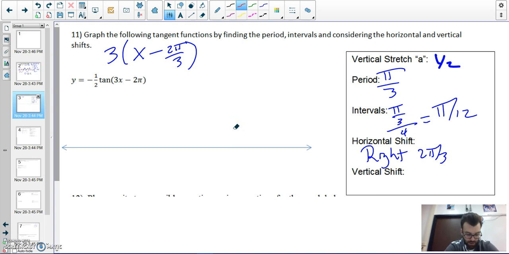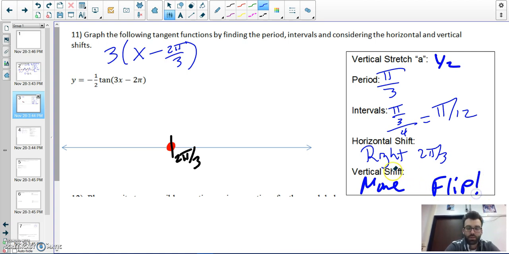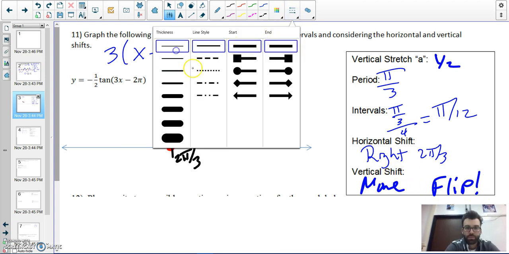I'm going to plot that right away, and that's going to be my middle point. Right there is my middle point. That's that 2 pi over 3. And you'll see why, vertical shift there's none. And then there's a flip because it's a negative. So we're like that. Okay, so here we go.